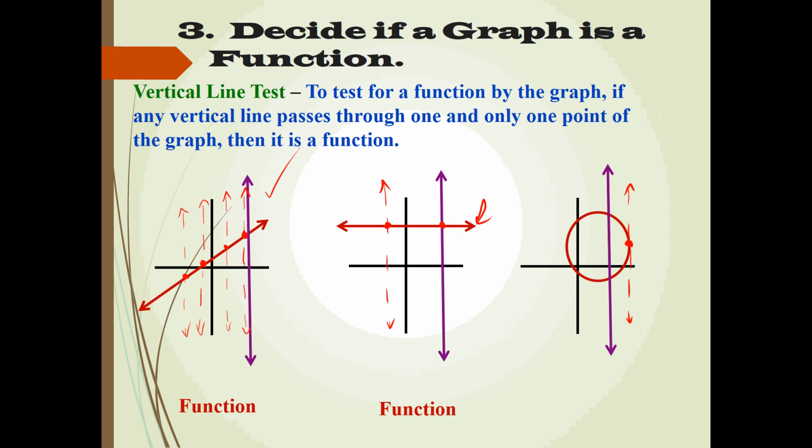However, if we drop the line somewhere inside, it's going to hit that circle more than once, in this case 2 times. Therefore, this graph is not passing the vertical line test, meaning it's hitting the graph more than once vertically. So this is an example of a graph not being a function.